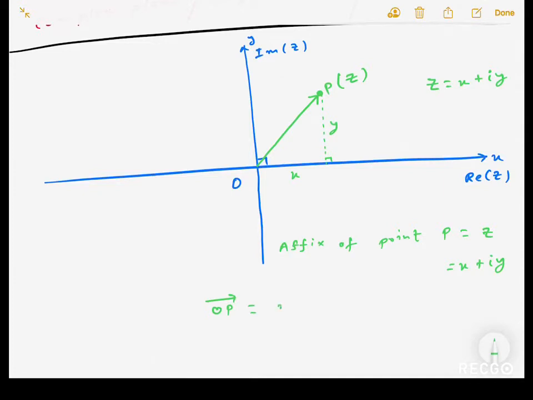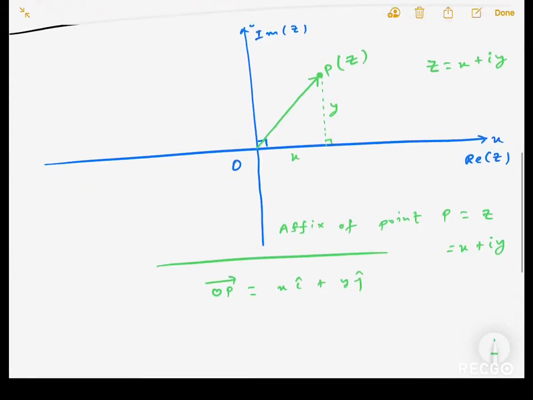See, in the Cartesian plane, what do we write? The OP vector is equal to x i cap plus y j cap, right? x is called the x component of the vector, and y is called the y component of the OP vector.